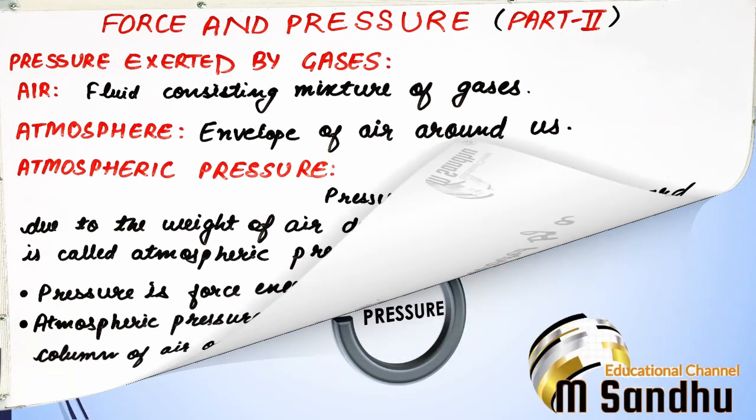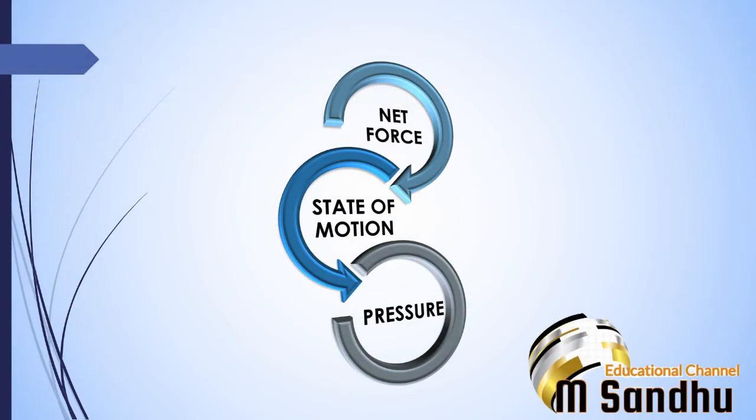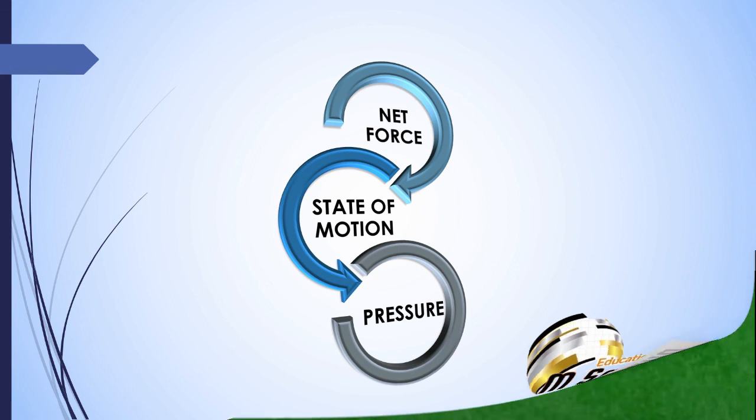In this chapter we came across some important keywords, and let me explain what those are. The first one was net force. Net force is the combined effect of forces acting on a body from different directions, or we can say from the same direction also. The second one is state of motion. The speed and the direction of motion of an object at any point of time is known as state of motion. And the last one was pressure. Pressure is the total amount of force acting per unit area.